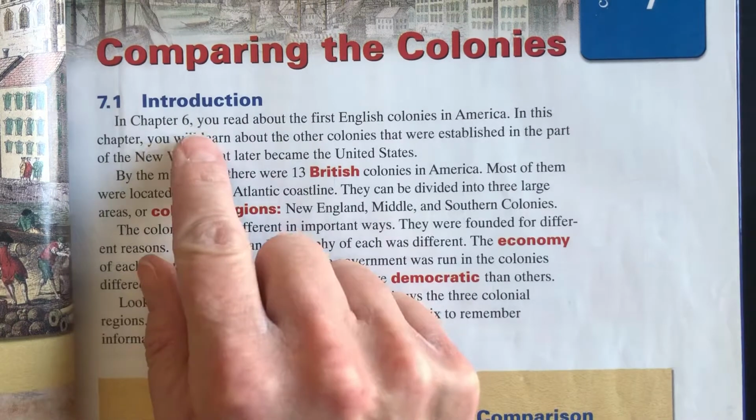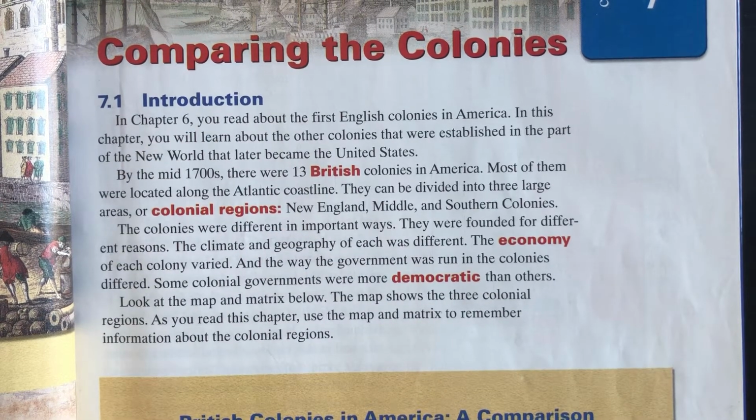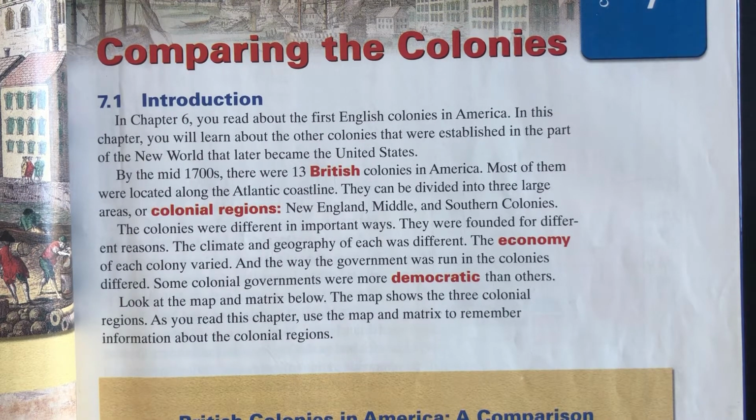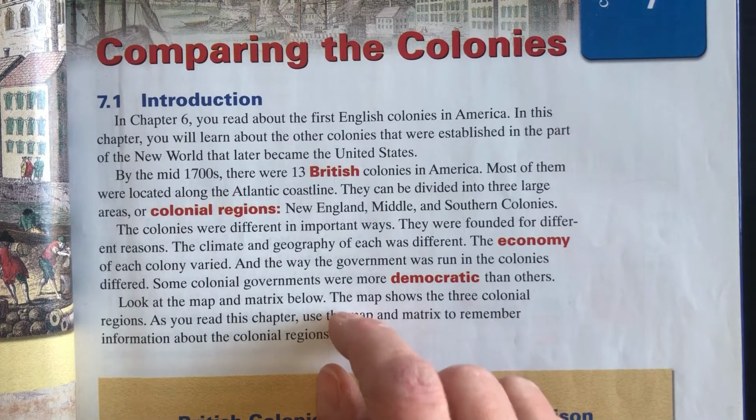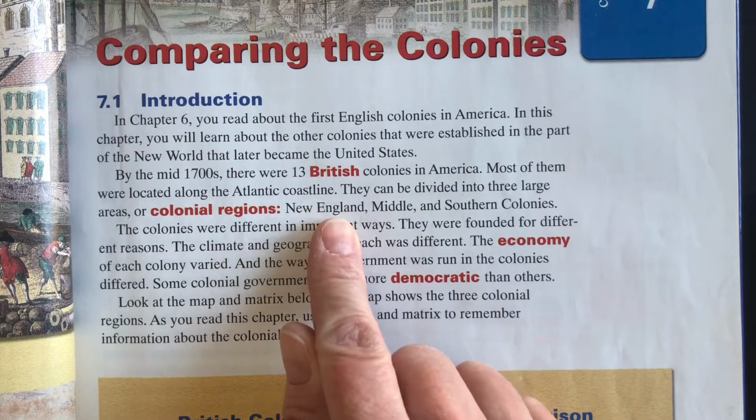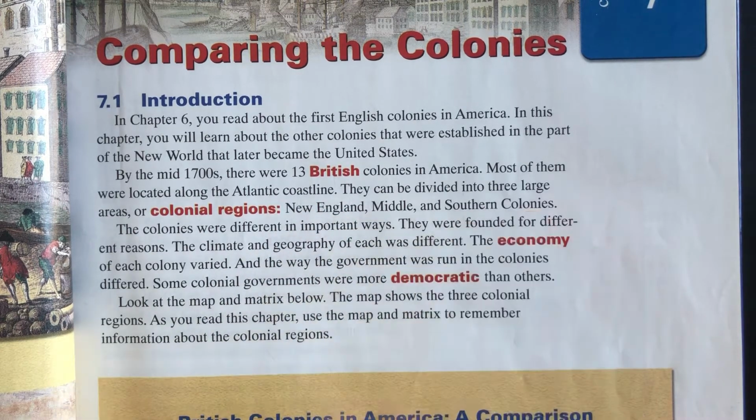Okay. In chapter 6, you read about the first English colonies in America. In this chapter, you will learn about the other colonies that were established and part of the New World that later became the United States. By the mid-1700s, there were 13 British colonies in America. Most of them were located along the Atlantic coastline. They can be divided into 3 large areas, or colonial regions. And those 3 regions are New England, Middle, and Southern colonies.